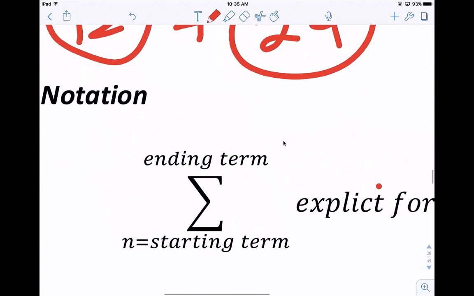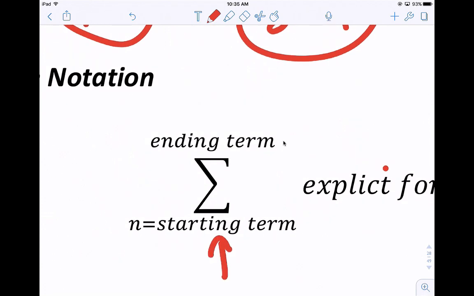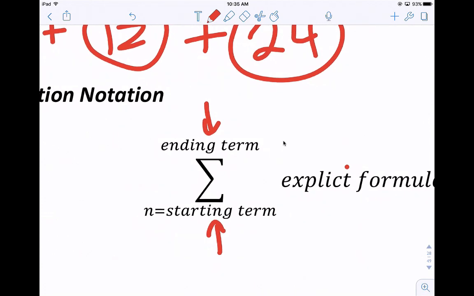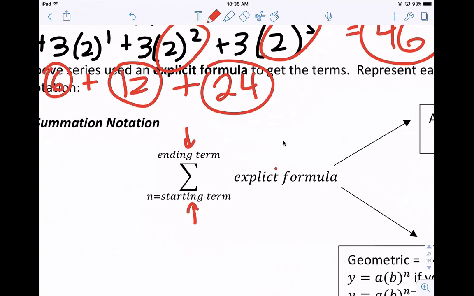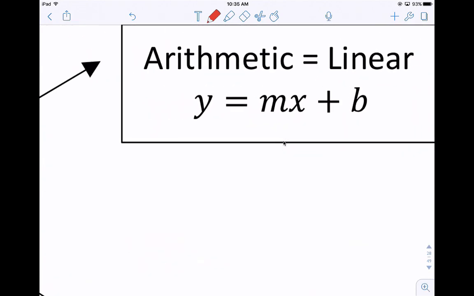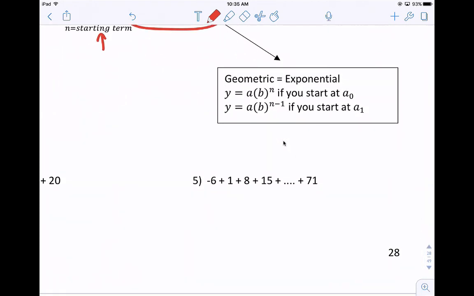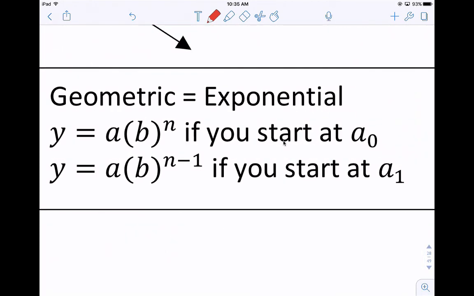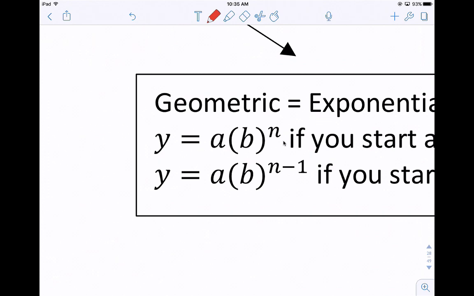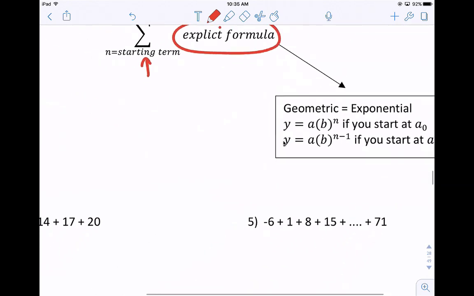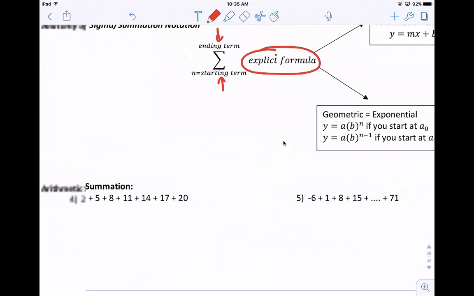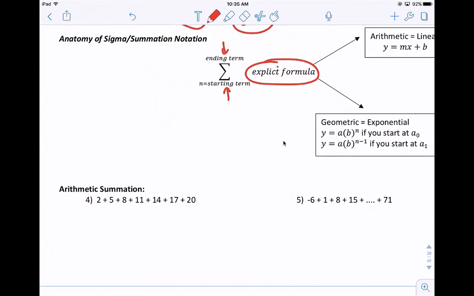N is the starting term. This is the last term. We put our explicit formula here, and there's two types. If it's arithmetic, it's y equals mx plus b. If it's exponential, geometric, you can choose which one you like to do. You want to start at the 0 term or the 1 term, but you put in your explicit form for your geometric series. All right, so let's do an example of each, and then we're going to practice this.